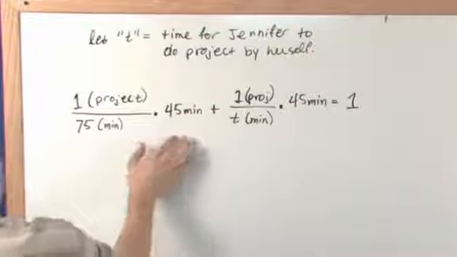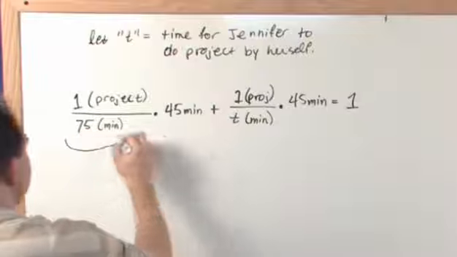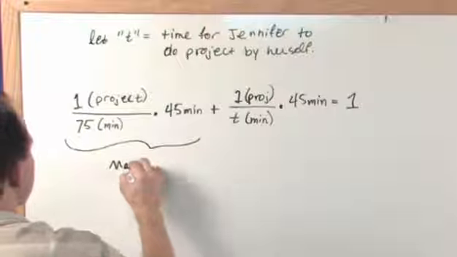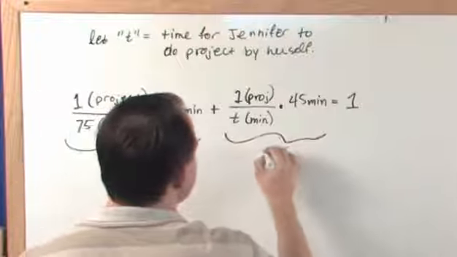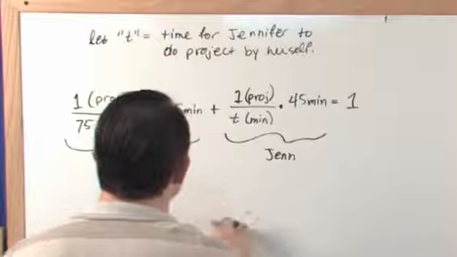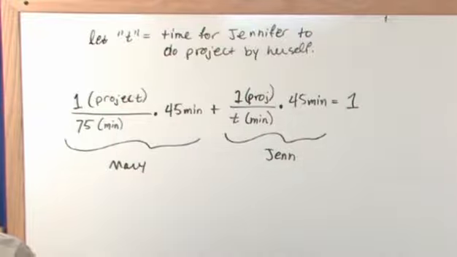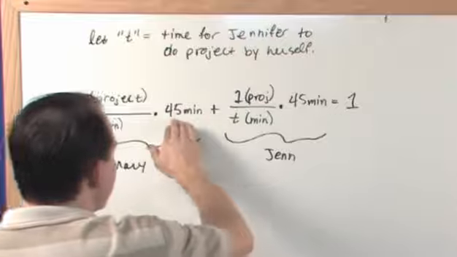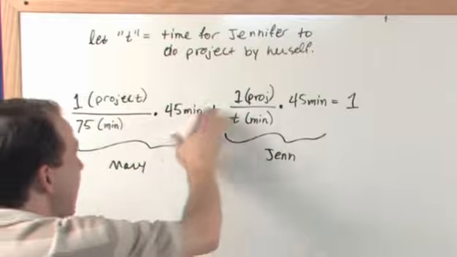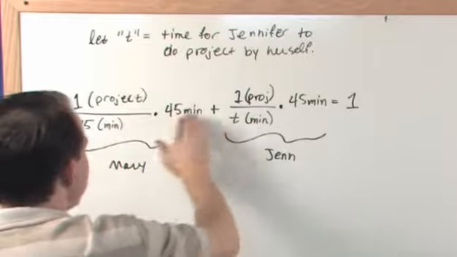Okay, so Mary's contribution, which is here, and Jennifer's contribution, which is here, to the project, is her contribution plus her contribution must equal one project done. And we know it takes them 45 minutes, so that goes right in there for the length of time it takes them to work on the total project together. That has to go there.